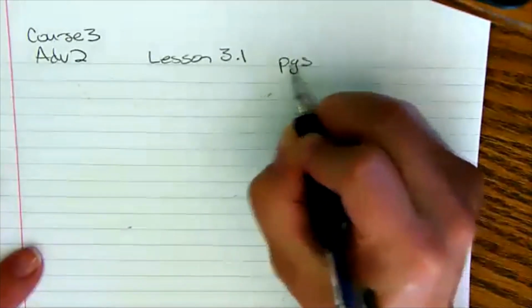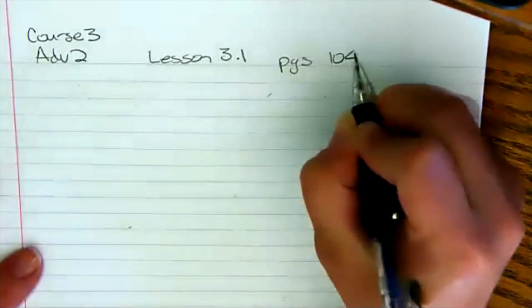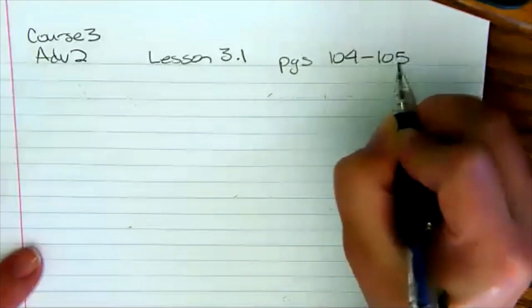Okay, if you are in Math 7, we are working from the Advanced 2 textbook. If you are in Math 8, we are working from the Course 3 textbook. We are doing lesson 3.1, Parallel Lines and Transversals, and it can be found on pages 104 and 105.